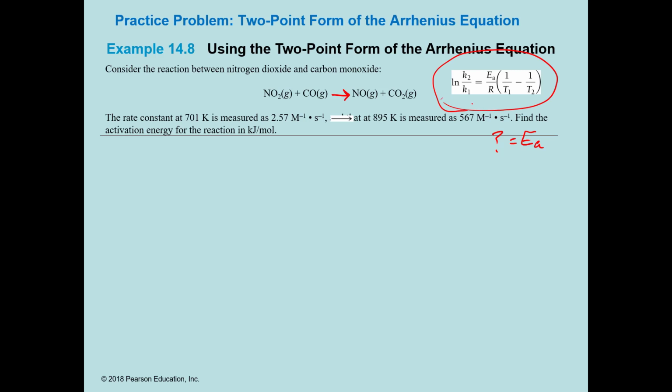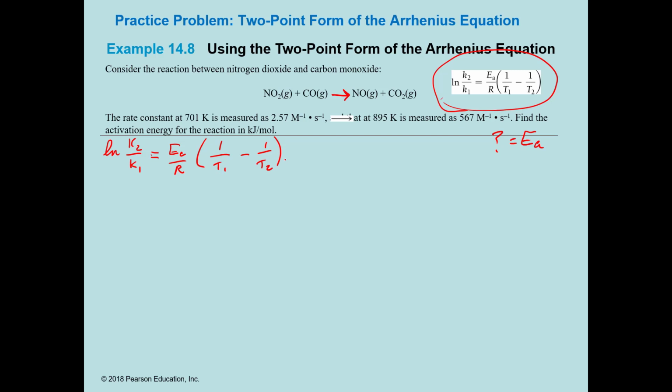So I'm going to leave it in that form until I get to the end, because if you're looking for one of these K's, then you don't want to do this natural log until the end. So that's my A, right? And then E sub A over R, times 1 over T1 minus 1 over T2. All right, so that's our form.